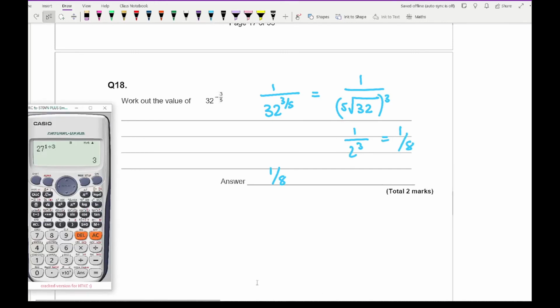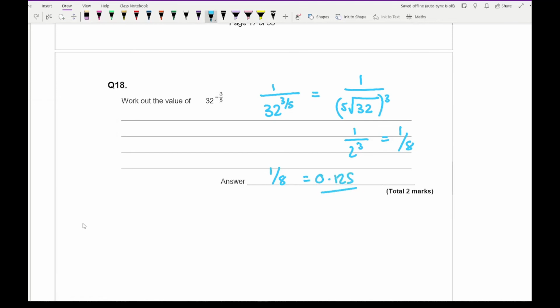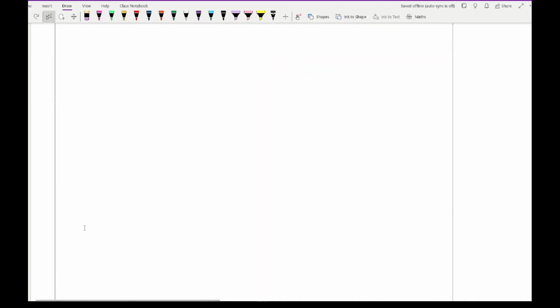Now if I wanted to give it as a decimal, that should be fine. It's only because 1/8 is a terminating decimal, so that gives me 0.125. So any of those 2 answers would be fine.